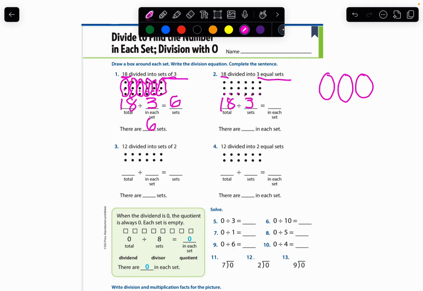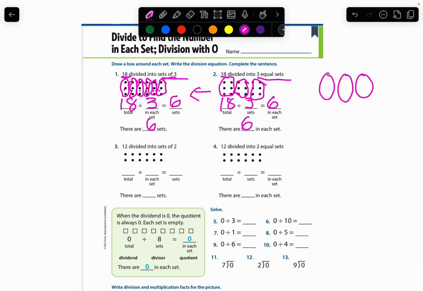Well, if I have 6, I know I can just group this 6 together because those 2 can make a pair. These 2 can make a pair. And these 2 bottom ones can make a pair. So I have 3 sets and they all have the same number. And I know that there are 6 in each set. It's also the same problem as this one. It's just asking it in a different way, okay? So there are 6 in each set.